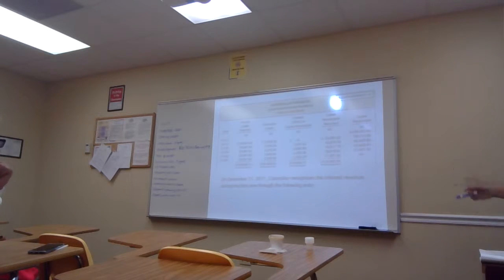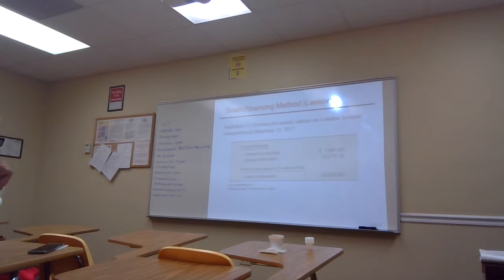Interest revenue, so now we have to do the accrual for the interest revenue. So we're going to debit interest receivable and credit interest revenue, 7601. This is just a presentation of what it's going to look like on your balance sheet. And now the payment on January 1st.